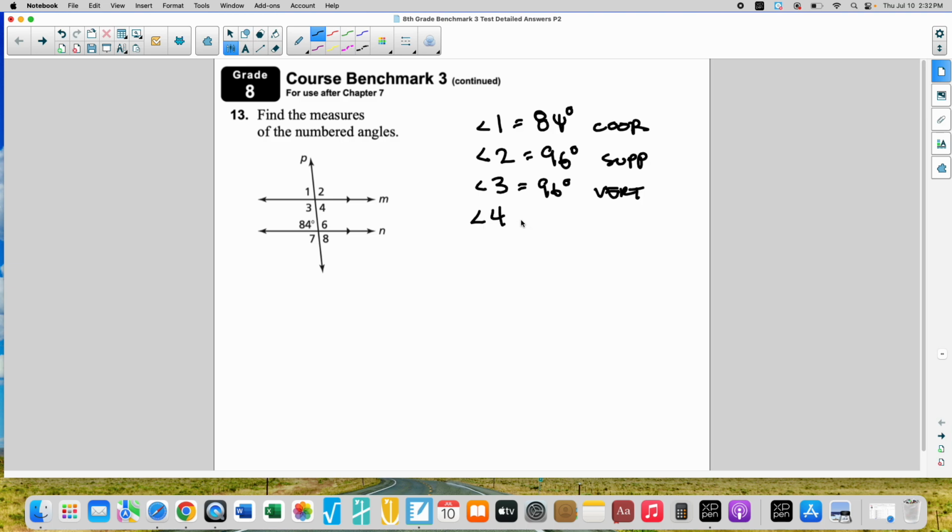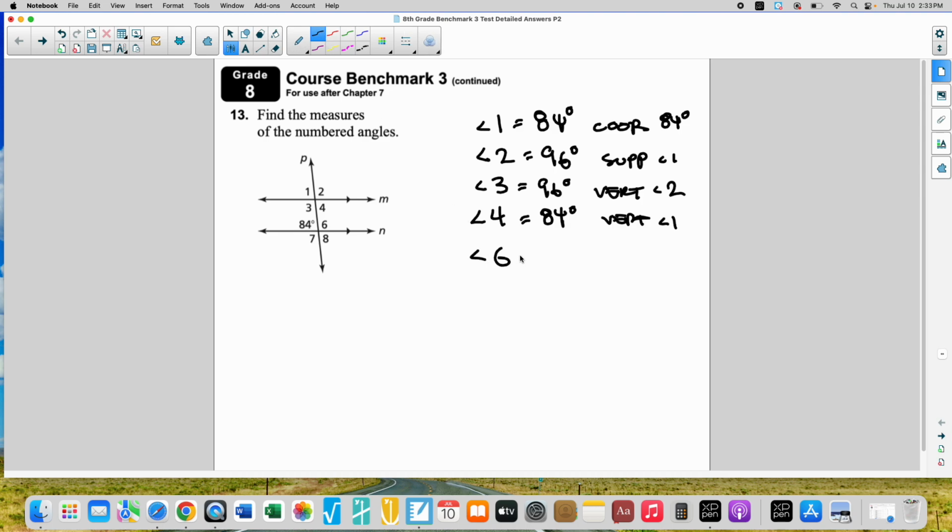And angle 4 is also going to be 84. There's a number of reasons why. It is supplementary to 2, it is supplementary to 3, and it is vertical to 1. So we'll say it's vertical to angle 1. We should say this is vertical to angle 2. We should say this is supplementary to angle 1. And this corresponds with 84 degrees. So angle 5, which is this, is 84 degrees.